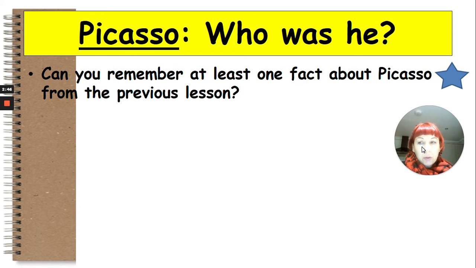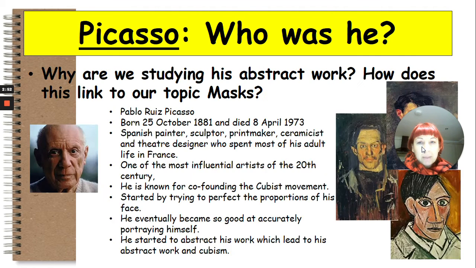Okay, I'm just going to go through a few of the facts about Picasso that we learned last week. If you mentioned any of these facts, big thumbs up to you. His full name was Pablo Ruiz Picasso, and he was born in 1881, died in 1973. Spanish painter, did anybody say that? He's a sculptor, printmaker, and ceramicist. Who remembers what a ceramicist is? I'm not going to tell you, think about what it is. He also co-founded the Cubist movement, and he started off by drawing very realistically, and then moved towards his abstract work, which led towards Cubism. So hopefully you remembered some of those facts.